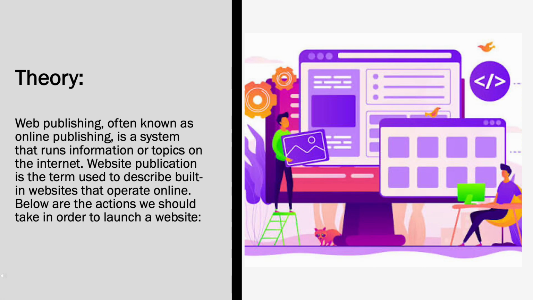Theory. Web publishing, often known as online publishing, is a system that runs information or topics on the internet. Website publication is the term used to describe built-in websites that operate online. Below are the actions we should take in order to launch a website.